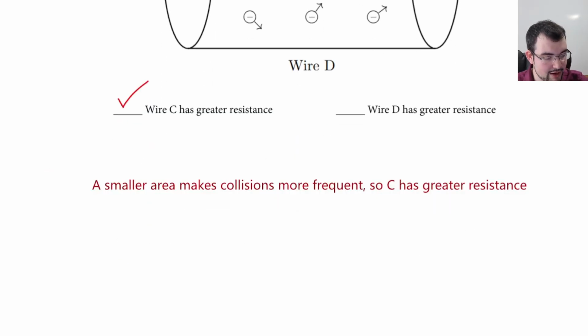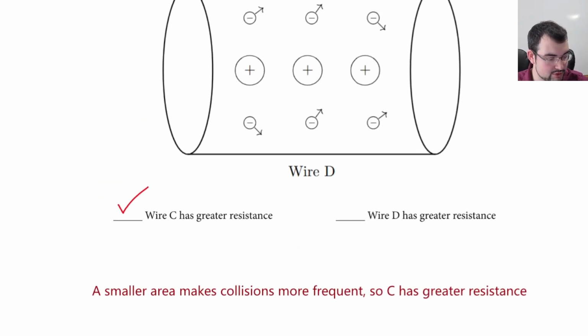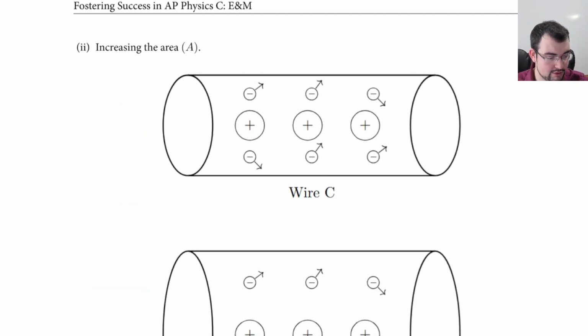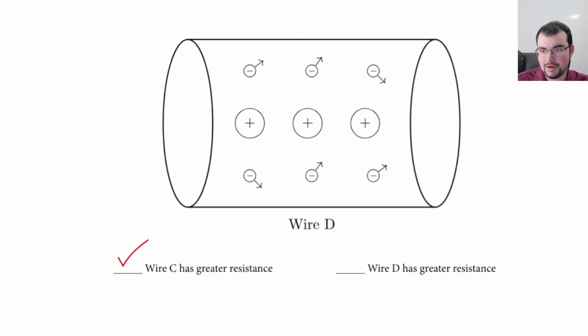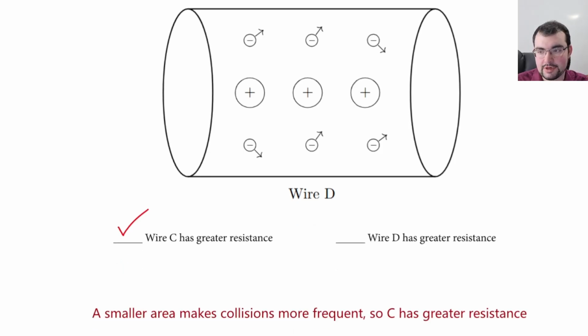So a smaller area makes collisions more frequent, so C has greater resistance. Right? Imagine if you have a really constricted hallway, you're going to be bunched up with those people. So it's going to take you longer to get out than if you're not bumping into people. You've got all that free space to yourself.